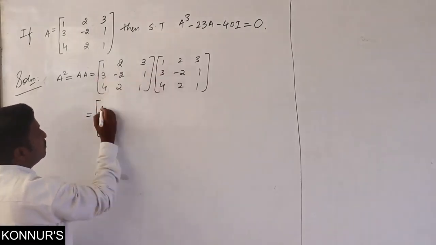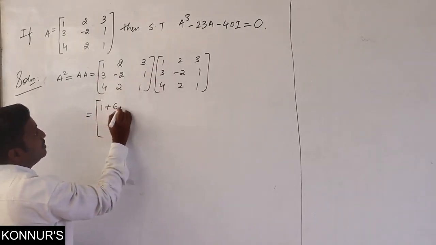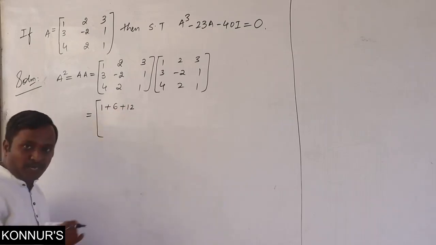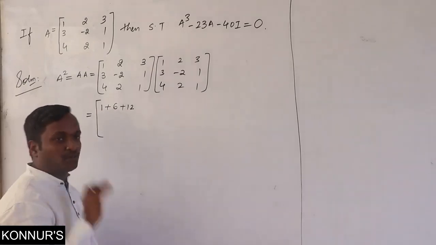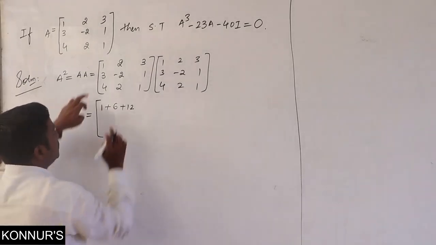1 into 1, 1. 2 into 3, 6. 3 into 4, 12. I will go very fast, because if I go very slow, I may be wrong. A little bit of concentration is important.